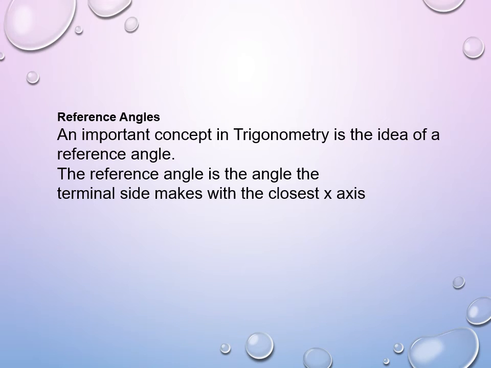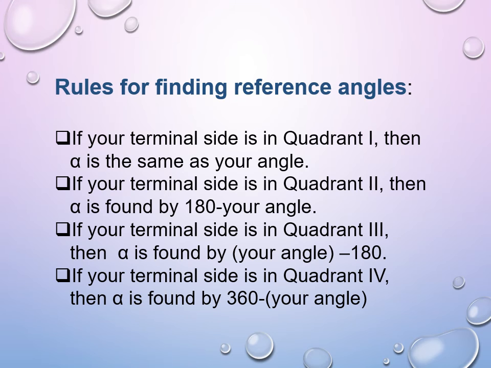Now, what are reference angles? Reference angles are important angles in trigonometry. It's an angle whose terminal side is closest to the x-axis. We have little rules here that are going to help us. If the terminal side of your angle is in quadrant 1, then our reference angle is going to be the angle that you have. So for example, if I have 45 degrees and 45 is in quadrant 1, then my reference angle would also be 45. Why? Because it's in quadrant 1.